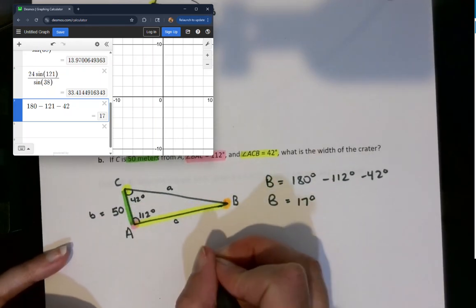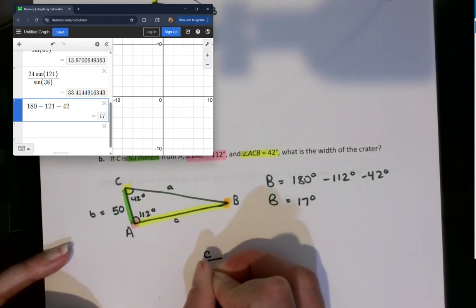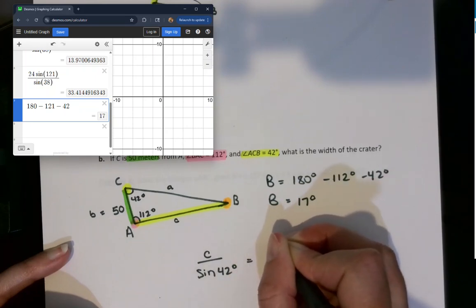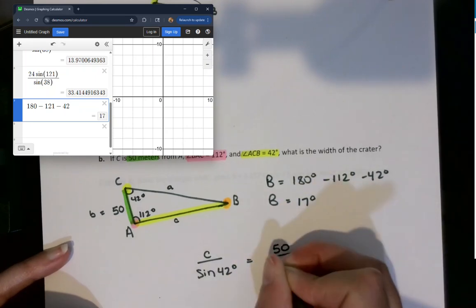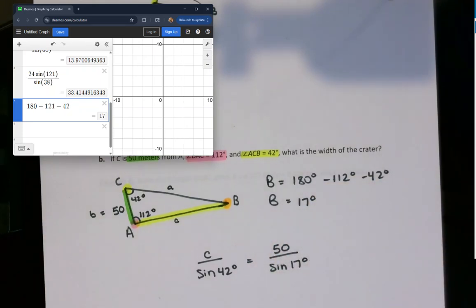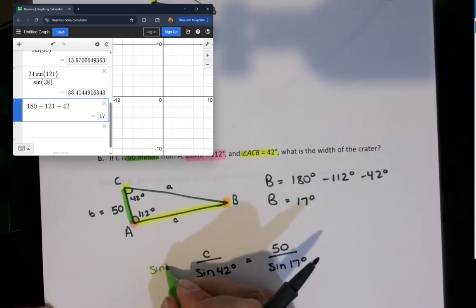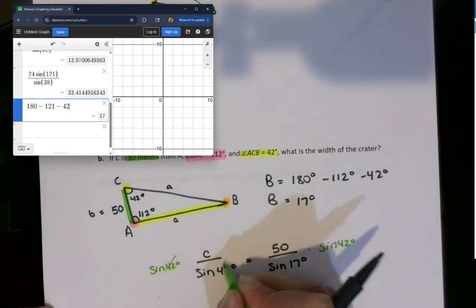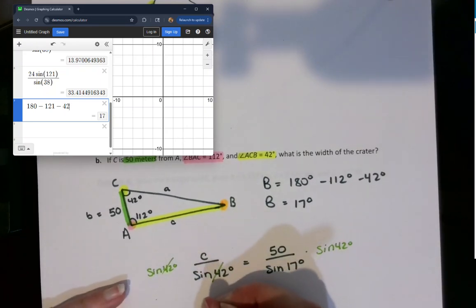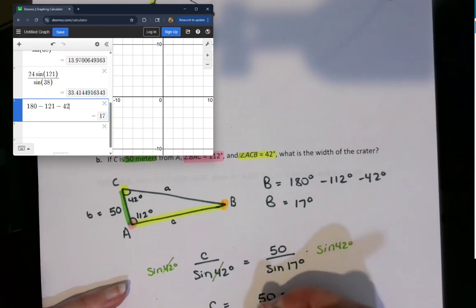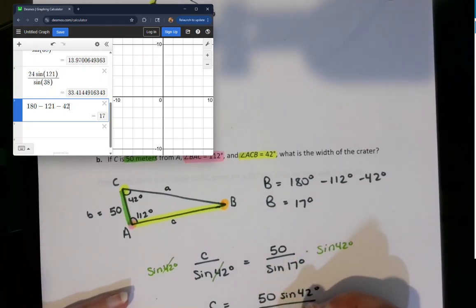So we're going to be using side C over the sine of angle C, which is 42 degrees. That's going to be equal to side B, which is 50, over the sine of angle B, which we now know is 17 degrees. We're going to multiply the sine of 42 to both sides. That's going to allow us to get side C by itself. Side C is going to equal 50 times the sine of 42 degrees over the sine of 17 degrees.